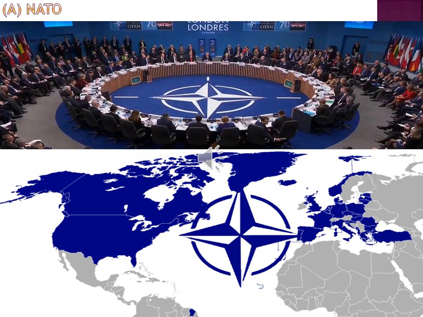The chief objective, the main goal of NATO, was peace and security in the North Atlantic region. These are the countries located near the North Atlantic Ocean. If you see the NATO organization, the countries are mostly located near the North Atlantic. That's why they named it the North Atlantic Treaty Organization.